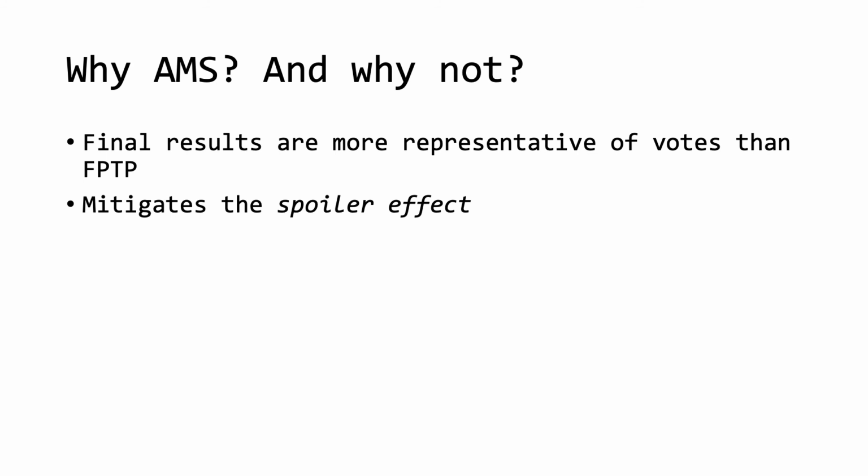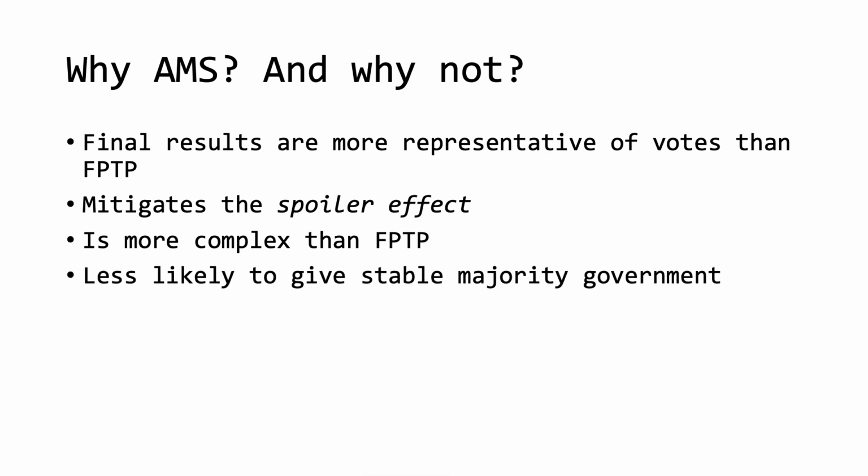Opponents of the system point out the added complexity and the fact that AMS elections are less likely to return majority governments than first past the post elections. When election day comes, voters in Scotland will be ticking two boxes, one for a person and one for a party. No matter their political knowledge, the additional member system will be working to make sure they're represented.